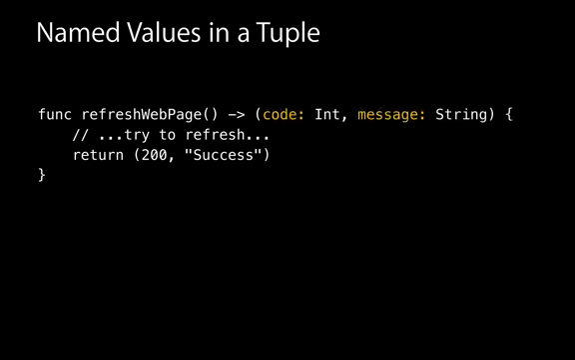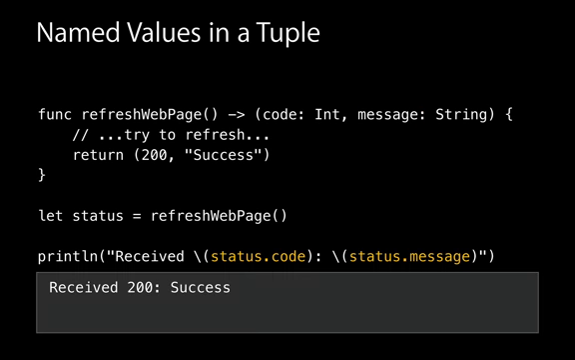I'm going to say I have a code which is of type int and a message which is of type string. Same syntax as parameters and variable declarations. Thing is of type type. This means when I call this function, I can now just declare a single constant called status, and I can then grab the individual bits out by name, status.code and status.message, ready for use.